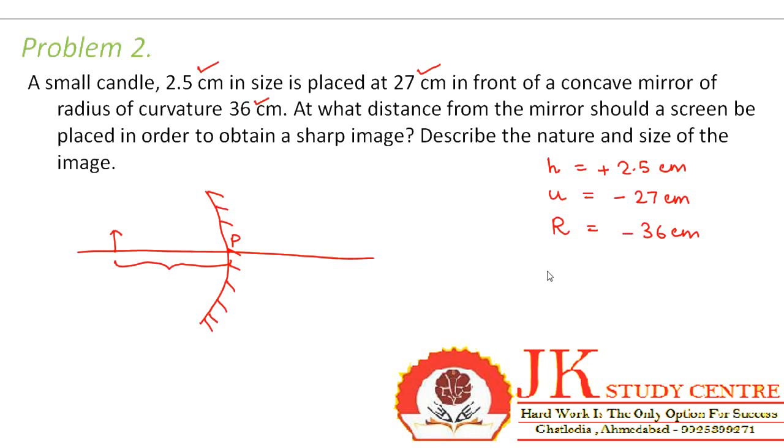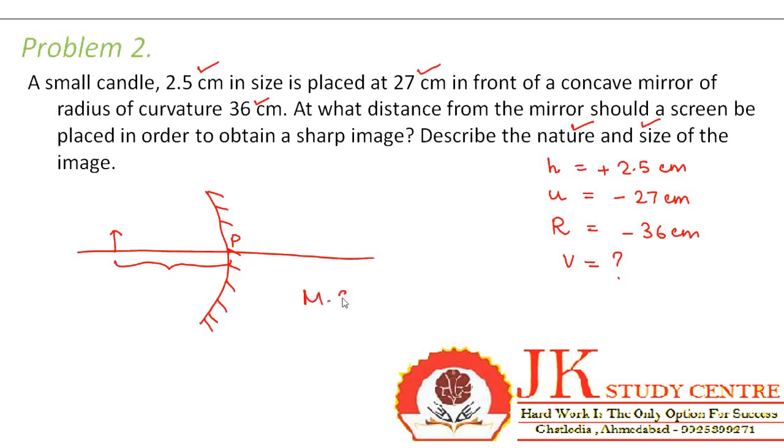So we have to calculate at what distance from the mirror a screen should be placed in order to obtain a sharp image. So where should you place the screen so that you get a sharp image? You should calculate the distance at which the image will be formed, so that you can place the screen at that location itself. That means you have to calculate the value of v, and you also have to tell about the nature and size of the image. So let us first try to calculate v using the mirror equation.